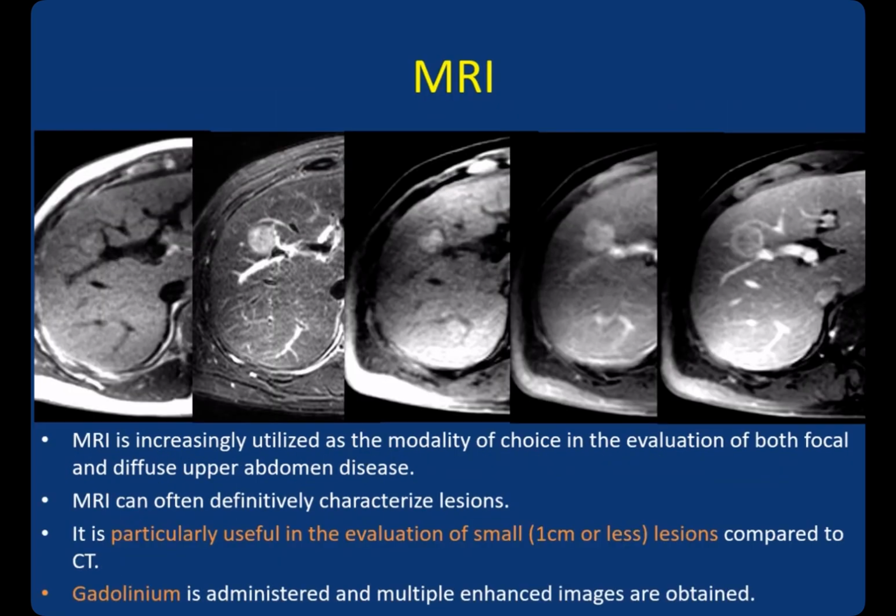Liver MRI is particularly useful in the evaluation of small lesions, especially smaller than 1 centimeter, compared to CT. The contrast material of liver MRI is gadolinium. It also uses multiple enhanced images, also named triple phase scans.